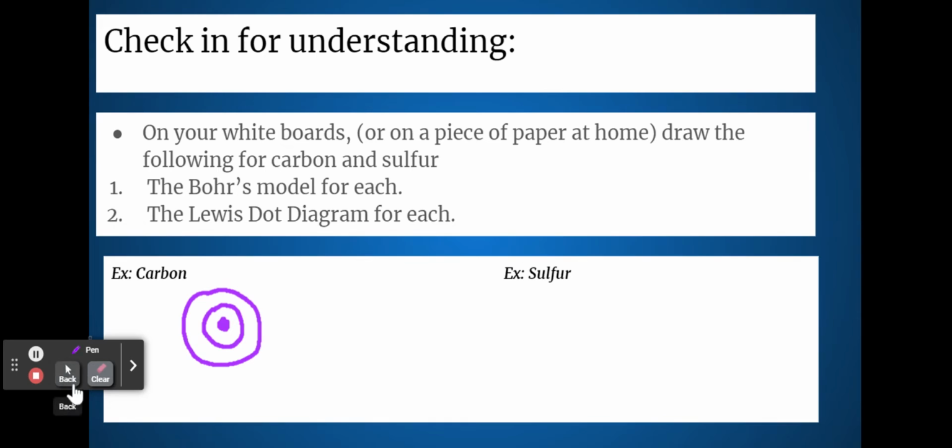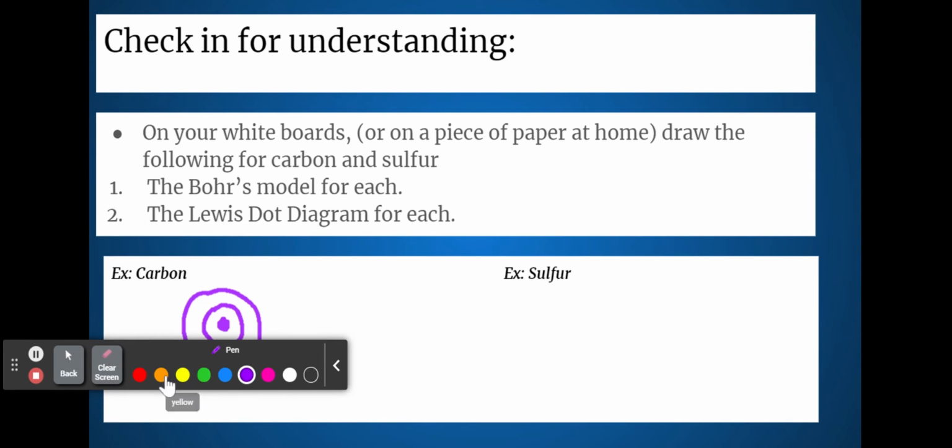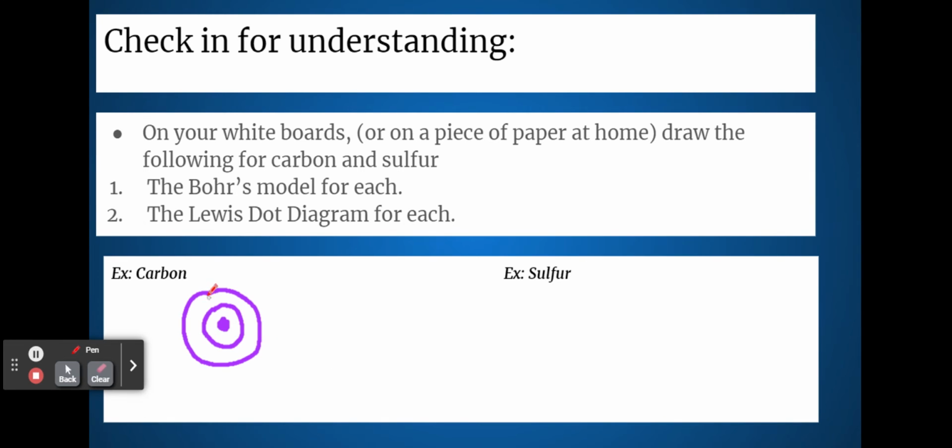And then I'm going to choose a different color here. I'm going to start by filling in all 6 electrons. 2 live on the first energy level. 4 live on the second energy level for a total of 6. And then to draw the Lewis dot diagram, the symbol for carbon is C, and it has 4 valence electrons, north, south, east, west. As long as you hit the 4 corners and they're not paired up, you're correct.